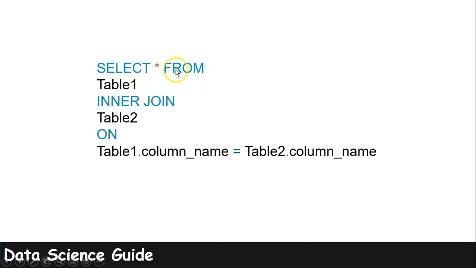So select everything from table 1, inner join table 2 on column name from table 1 and column name from table 2. This is the common column in these two tables. In the customer orders case, it will be the customer ID.